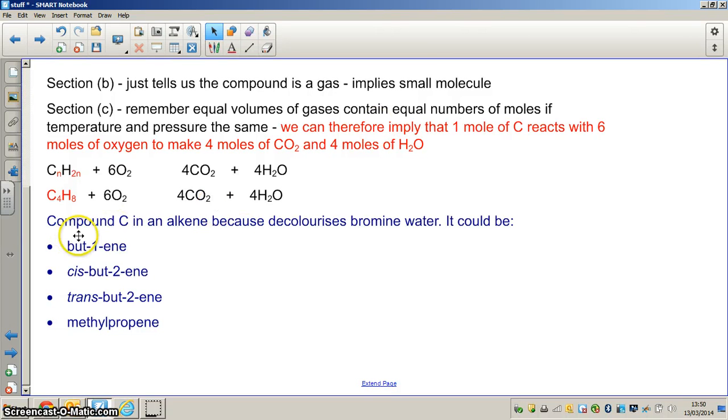And the isomeric forms it can have are but-1-ene, cis-but-2-ene, trans-but-2-ene, and if you're unsure about cis and trans isomerization, you need to look in the early sections of the Year 12 course. And the final isomeric form is methylpropene. The question does not allow us to identify which of these isomeric forms our compound C actually exists in, because all of them are consistent with the information that we've been given.